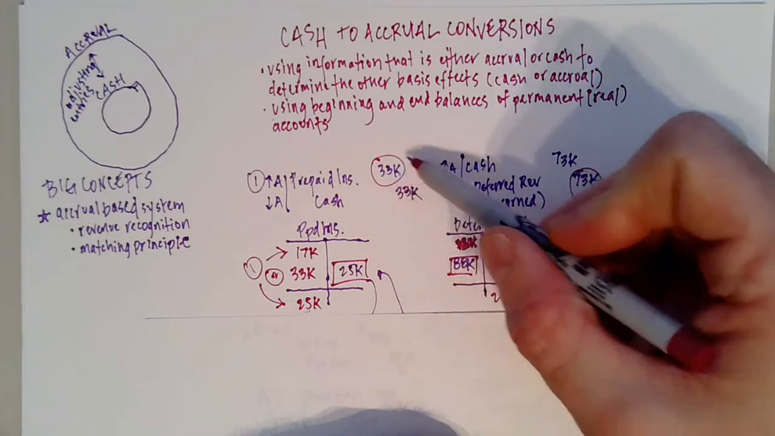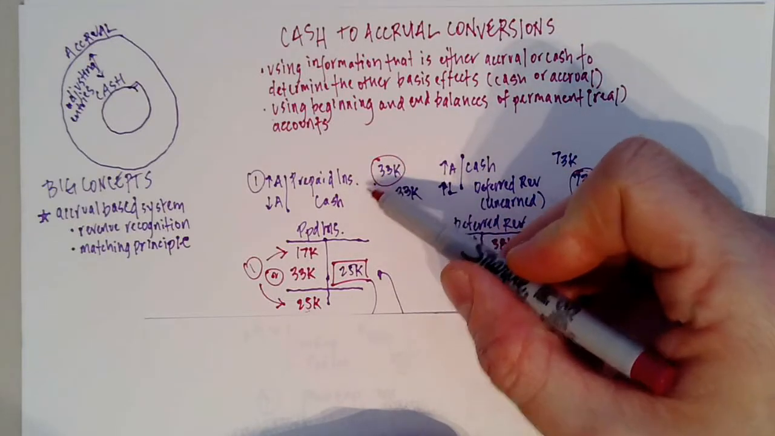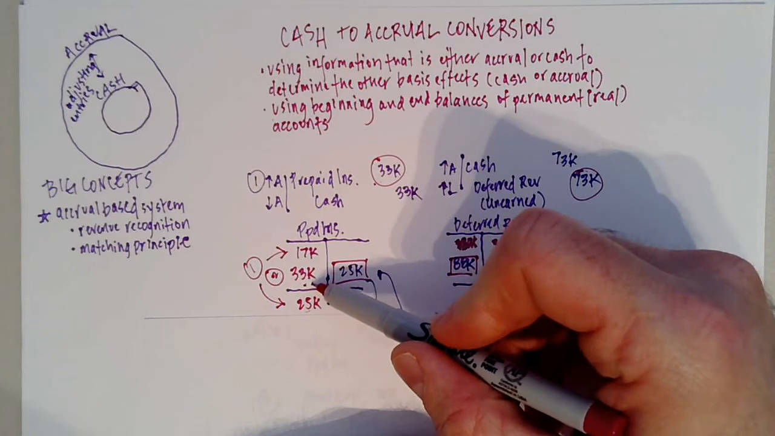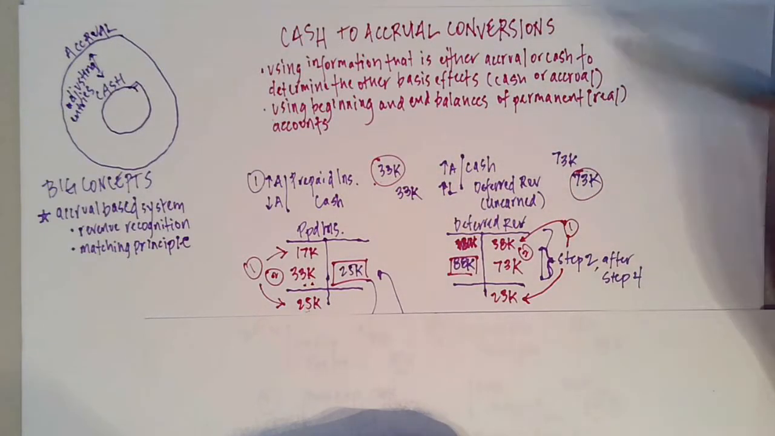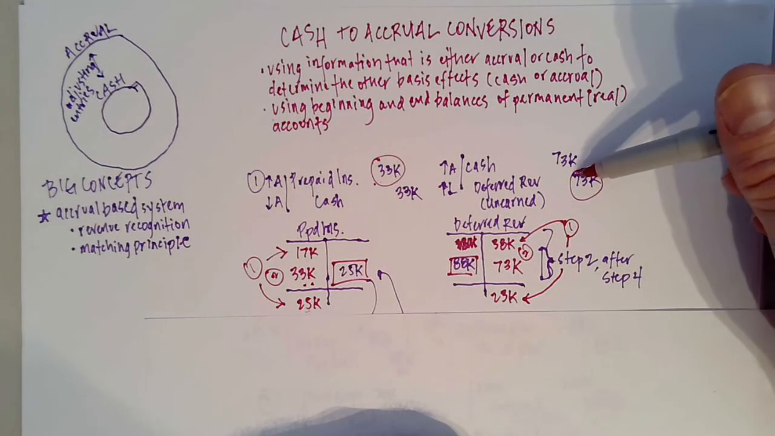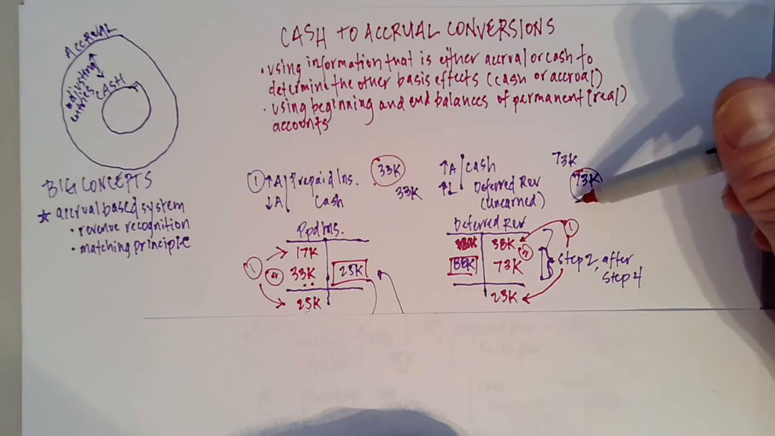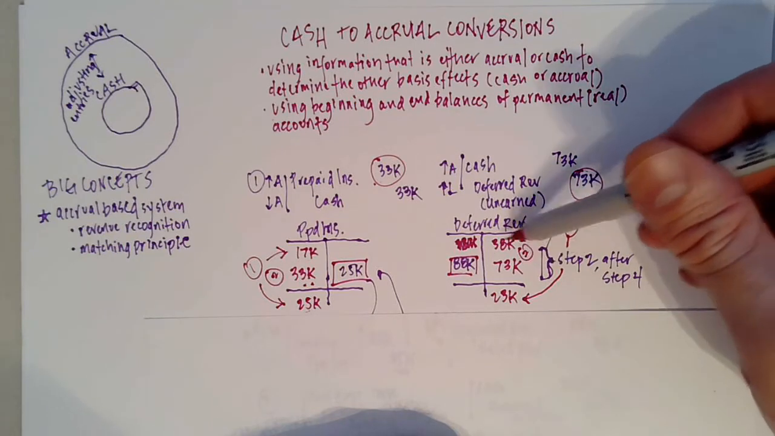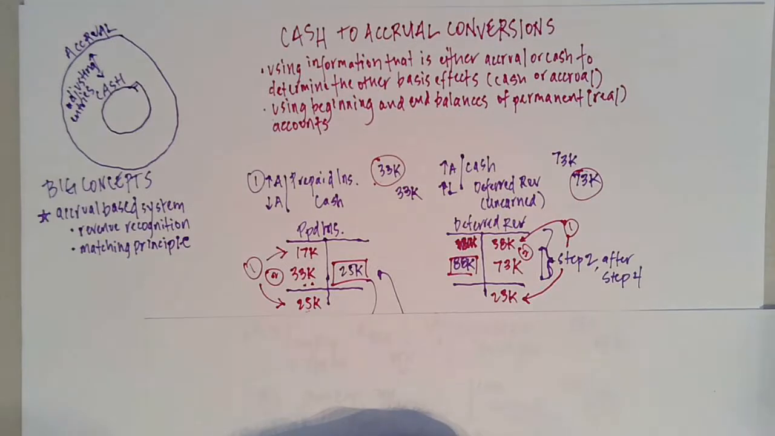We take the $33,000, right? We debited prepaid insurance. That gets debited into our ledger T account. We look at the deferred revenue, credit of $73,000. That gets credited into this T account to show that posting into the ledger.